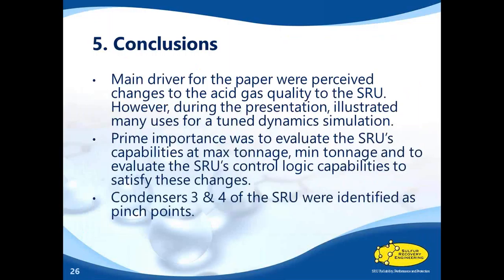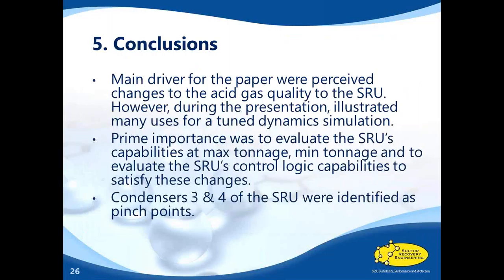With the design considerations put into the tuned dynamic model, we found that it could only reach 410 tons per day. Very interesting. Also, what happens to my SRU when I have a turn down scenario? How low can I go and still be within the design accepted parameters or limits? In this case, we found 277 with the current acid gas quality. So that was the main driver of the paper.